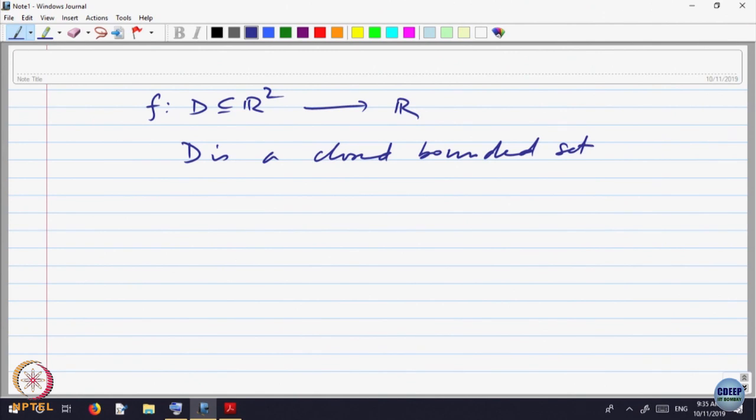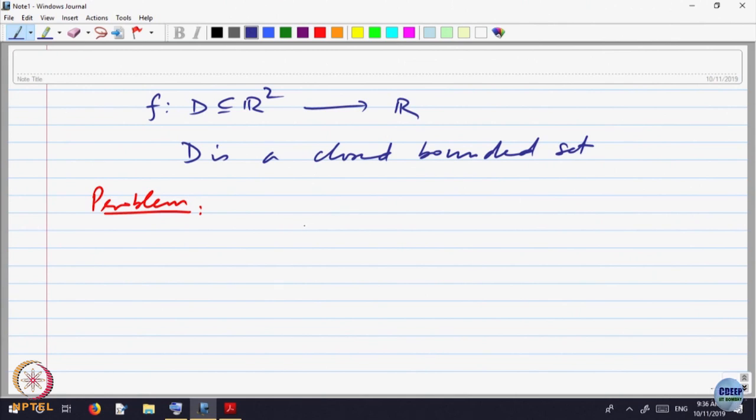It is something similar to for a function of one variable, the domain was a closed bounded interval. And we will assume f is bounded. Okay. Right. So, the problem that we want to talk about is in one variable, we looked at the notion of area below the graph of a function. So, the graph of this function f is a surface.